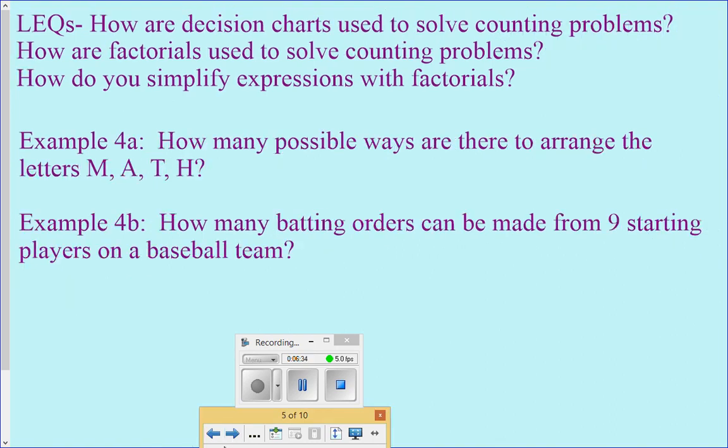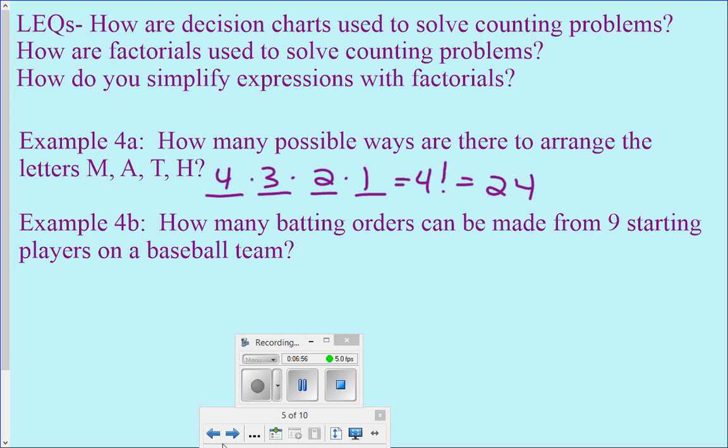Okay, let's try the next one. How many possible ways are there to arrange the letters M, A, T, and H? So think about that. 4 definitely, 4, 3, 2, 1, or 4 factorial. So that equals 24.